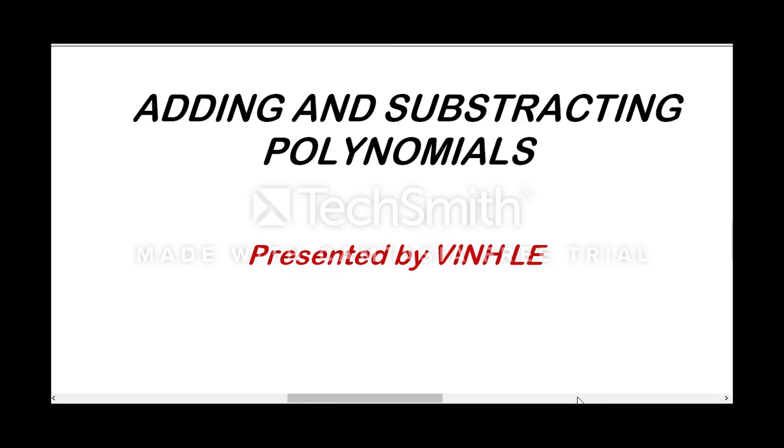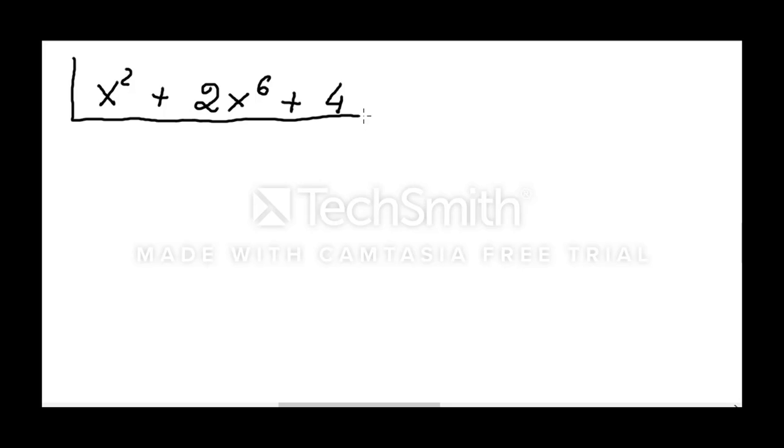Today I'm going to talk about adding and subtracting polynomials. And what is a polynomial? A polynomial is basically when you have some variable to positive whole number powers. You can have any numbers you want out front of the variables, as long as they are positive or negative whole numbers, and then you can just have regular numbers floating around as well. So here, x squared plus 2x to the 6th plus 4, that would be our example of a polynomial.